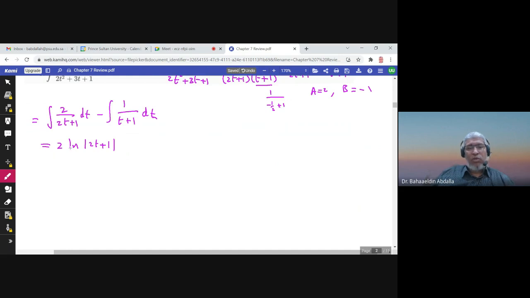So ln of 2t plus 1, over the derivative of 2t plus 1, which is 2, minus ln of t plus 1. And that would be the answer, and you can cancel 2 with 2. You leave it like this, or if you want to write it as ln of 2t plus 1 over t plus 1, plus c, that would be also okay.